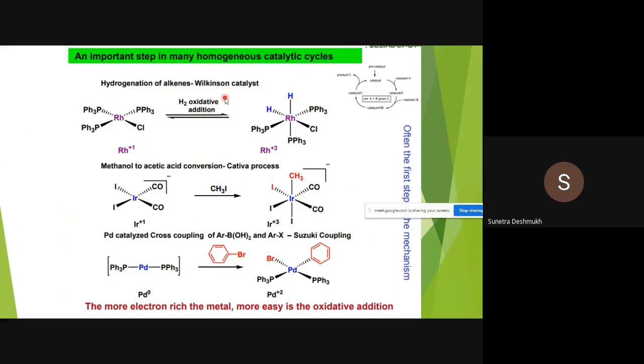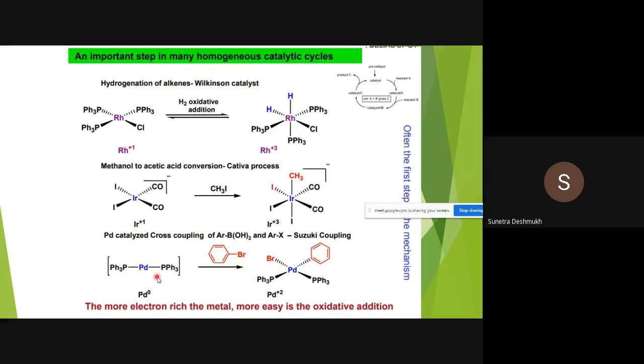So here, hydrogenation of alkenes, Wilkinson's catalyst. Okay, so this reaction is very popular. So rhodium first, the same thing, rhodium first changed to rhodium +3 by oxidative addition of these two hydrogen atoms. Then they have given all these reactions, okay, Cativa process also.